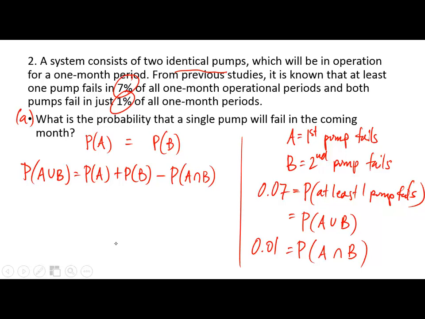Since they're equal, we just have to, and P of A. Exactly right. So since the probability of A is equal to the probability of B, we can now solve this. So we know the probability of A or B is 0.7. Those things are the same thing. So 2 times the probability of A minus the probability of A intersect B, which is 0.01. And now it's pretty straightforward. So now we can see that the probability that a single pump fails is 0.04.